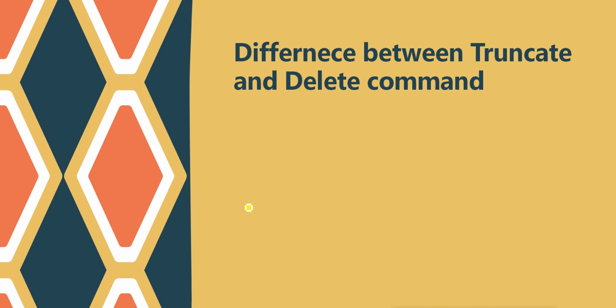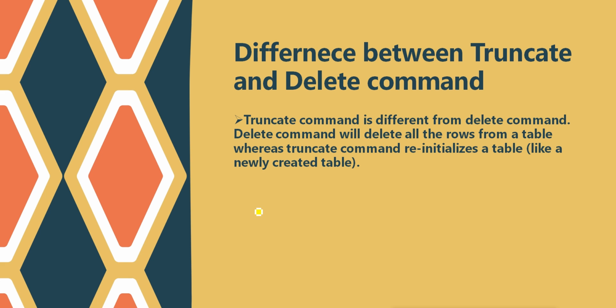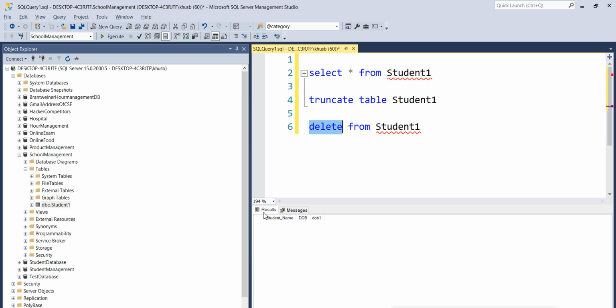Now, the difference between the truncate and delete command. I have just explained truncate table student and delete from student. Both commands are going to delete all the records from the table, right? But obviously there will be some difference. The delete command will delete all the rows from a table, whereas the truncate command will reinitialize a table like a newly created table. What does this mean?